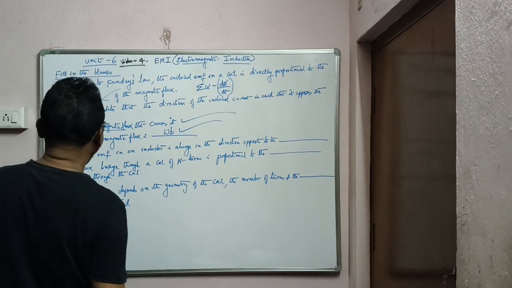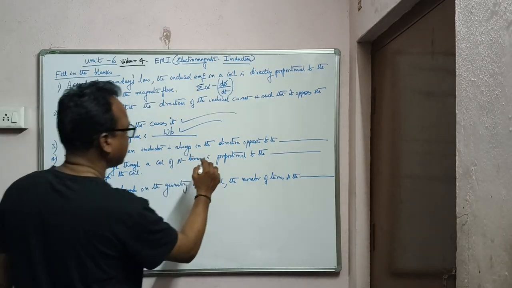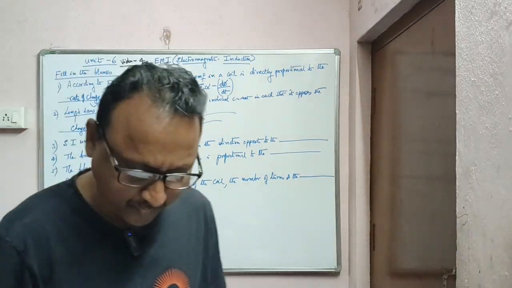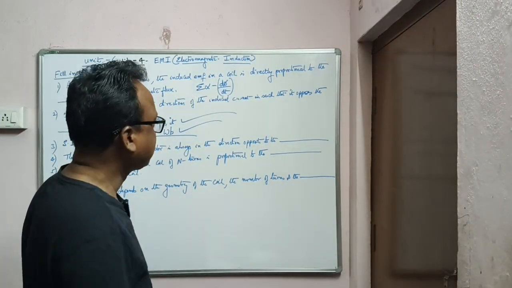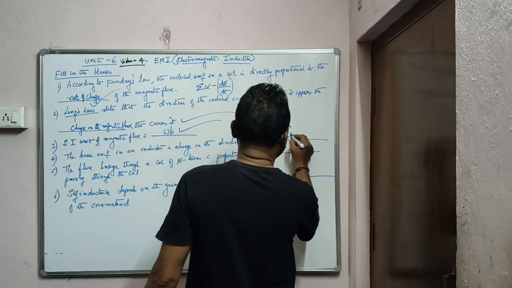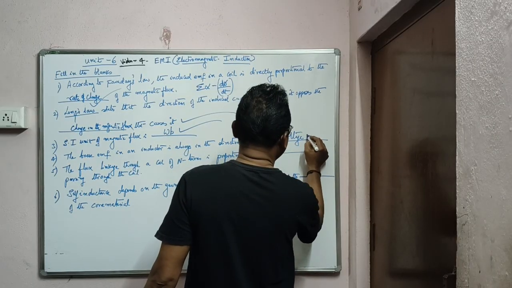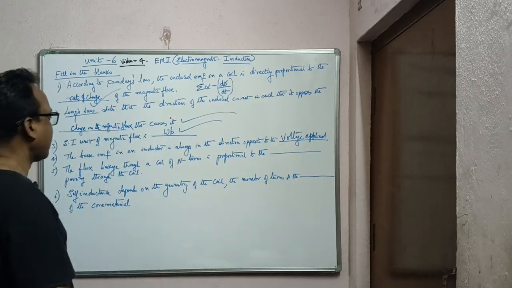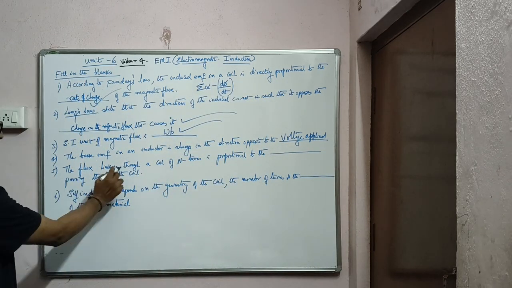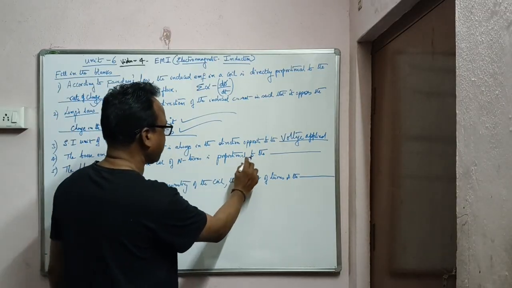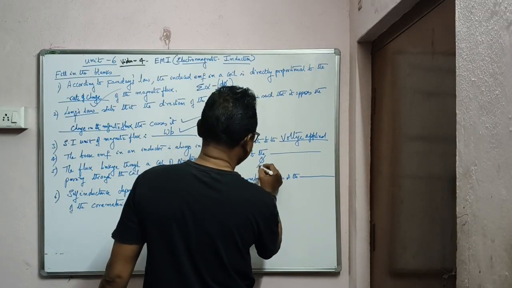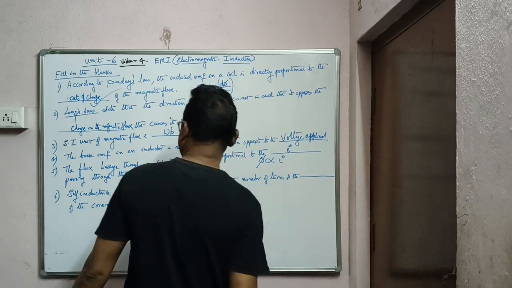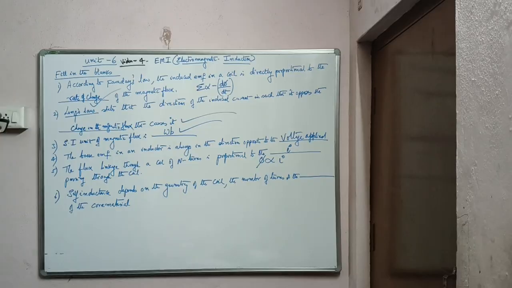Fourth one, the back EMF in an inductor is always in the direction opposite to the applied voltage. That is the fourth answer. Fifth one, the flux linked through a coil of n turns is directly proportional to the current I, the strength of current passing through it.